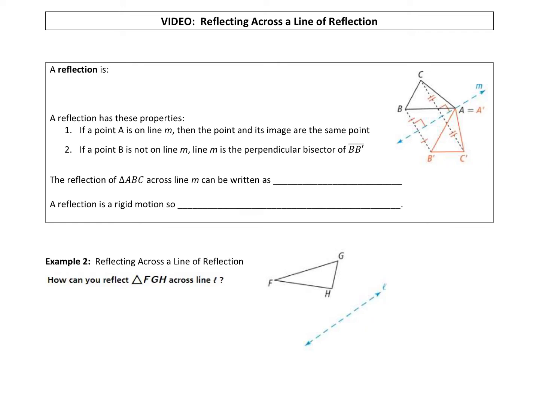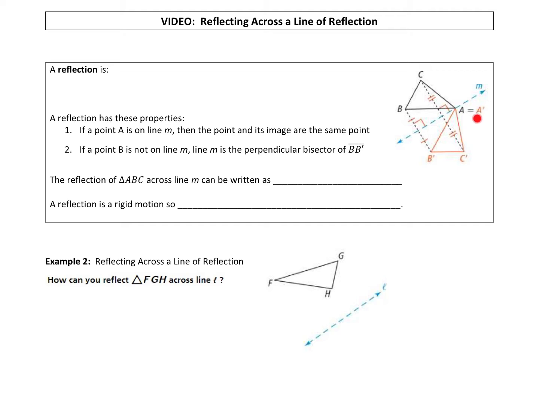In this video, we are going to take a look at reflecting across a line of reflection. So let's just make sense of this image over here, and then we will make sense of it in words. So I notice we have triangle ABC. And then I see the same triangle over here.